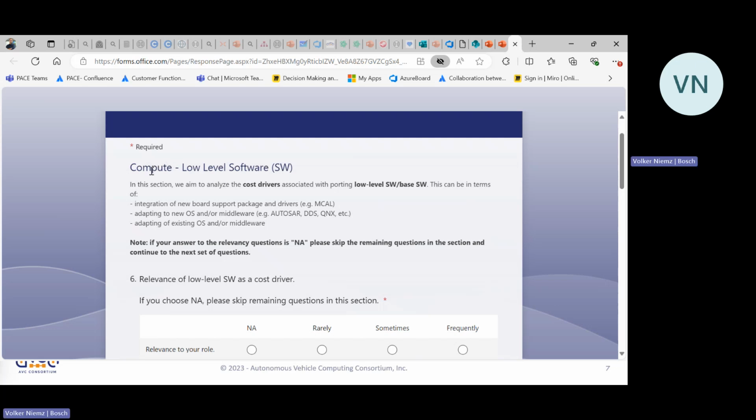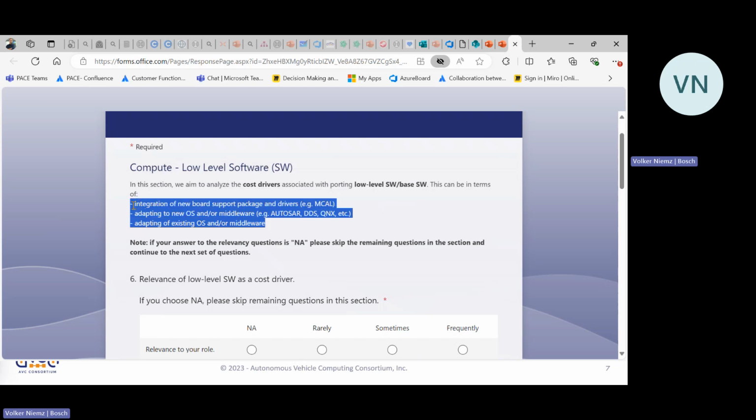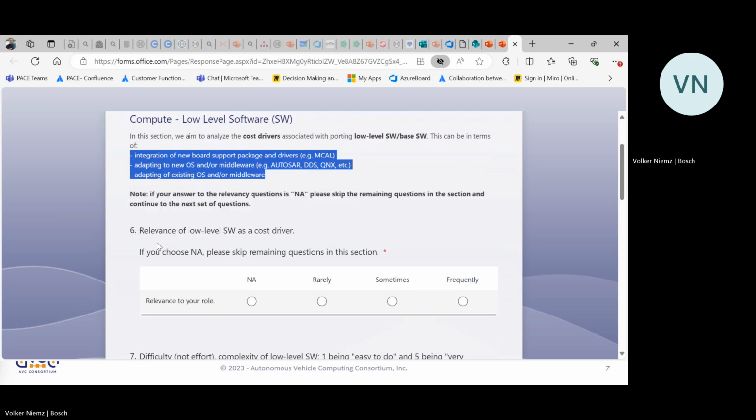As I said, the whole survey is structured into certain levels. We start with low-level software, and we go up through hardware accelerated software to AI. In each section, we describe what the question is all about. Here we just talked about all the cost drivers associated with low-level software or base software. We mention some examples just to avoid that people think in the complete opposite direction. There was a reason we tried to avoid all the different scenarios I showed earlier, such as same SOC and so on, just to avoid the complexity. Otherwise, we would end up in a multi-dimensional problem.